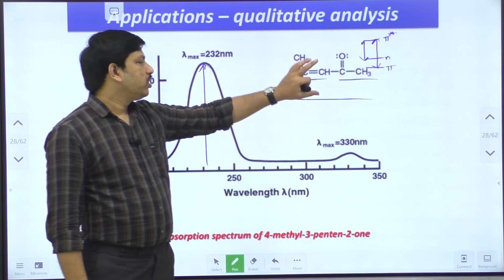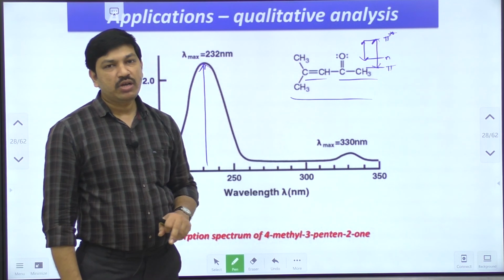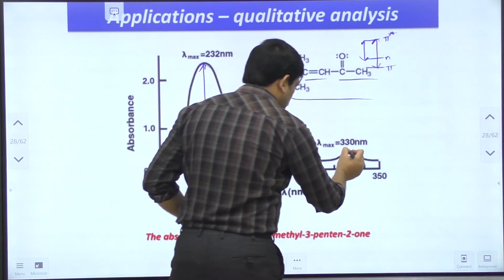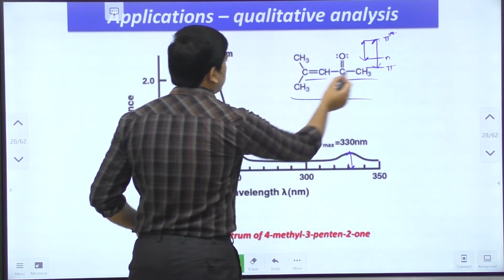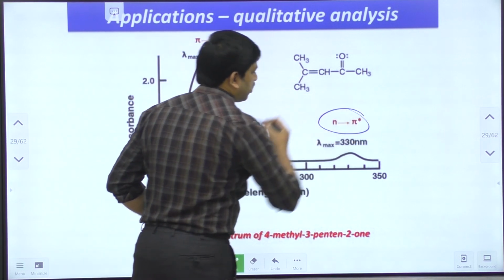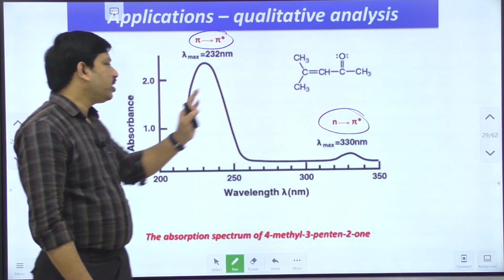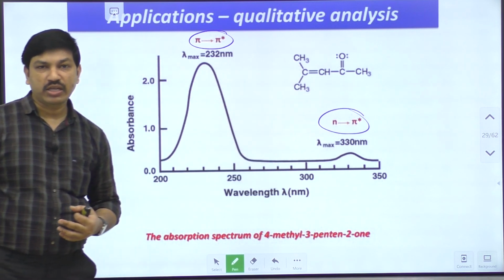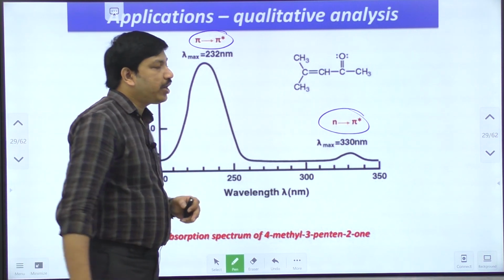So in this example, the 2 absorption peaks are because of, one, the n to pi star, and the other, the pi to pi star. But n to pi star requires a longer wavelength. That means this particular peak is mainly because of the n to pi star, and the other peak is mainly because of the pi to pi star. So like this we can analyze the corresponding absorption spectrum in order to understand the quality of the corresponding molecule. That is actually possible. So these are some of the qualitative applications.